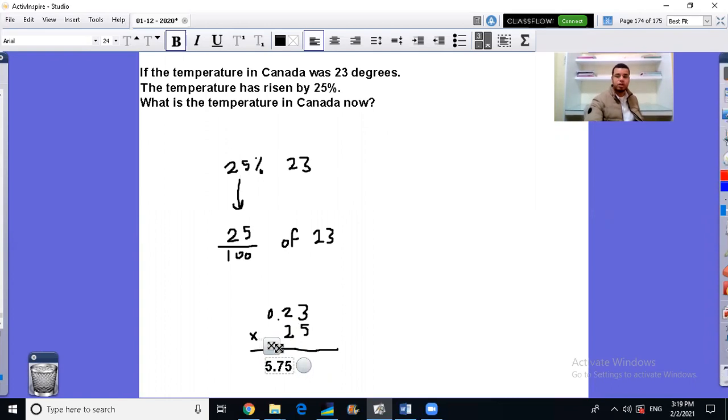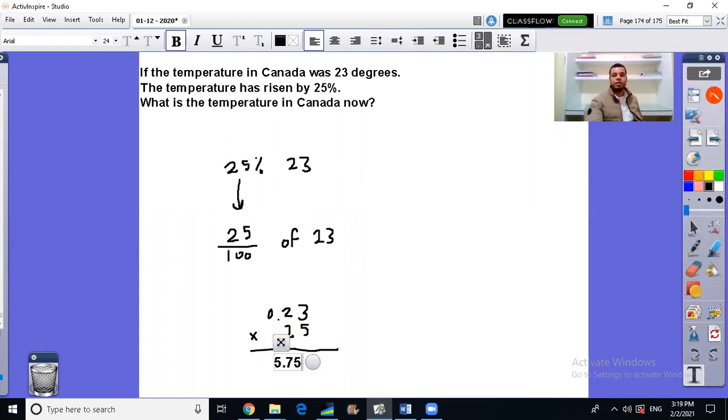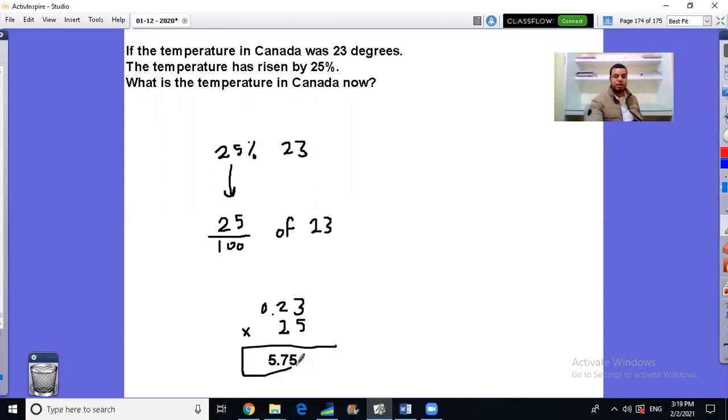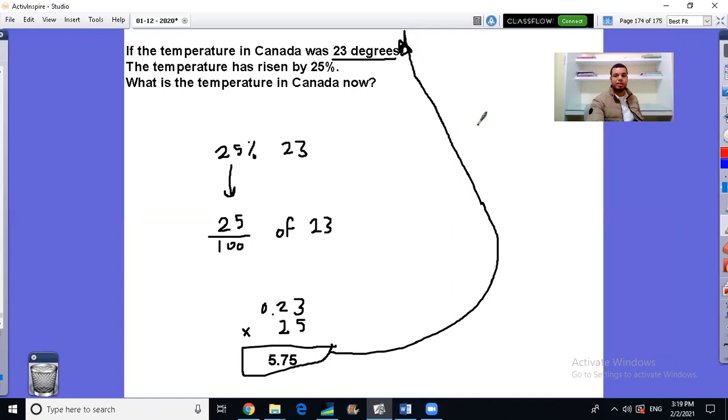Oh, mister, is this the answer? No. This is how much the temperature has increased. It has increased by 5.75 degrees. But they are asking you what's the temperature now. So it means here it has increased by 5.75 degrees. It means that this is added to the original temperature. This one here. Sorry, guys. So 23 plus 5.75 is going to give us 28.75.